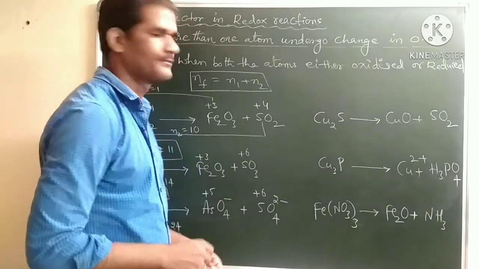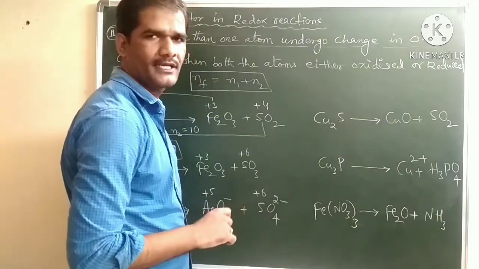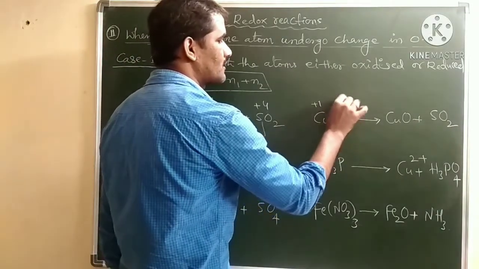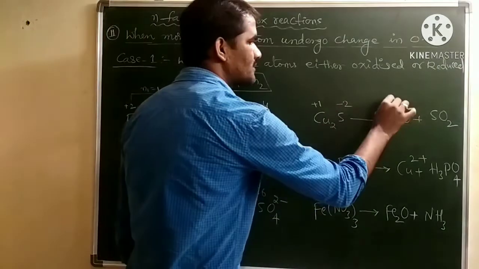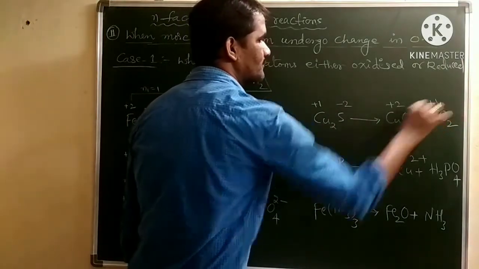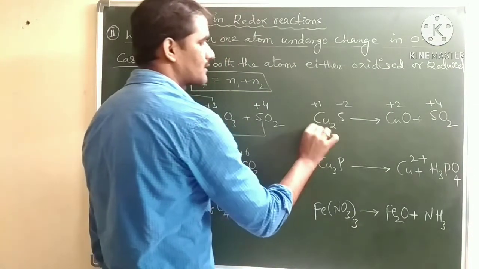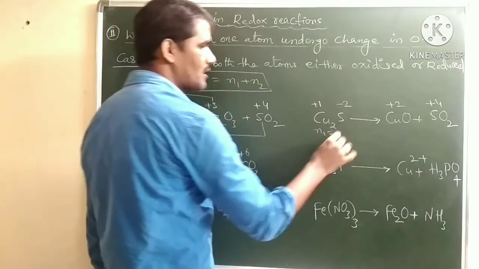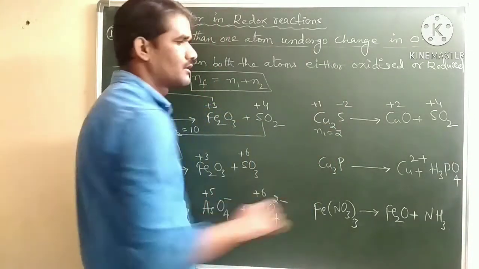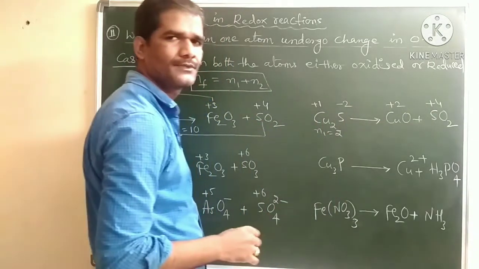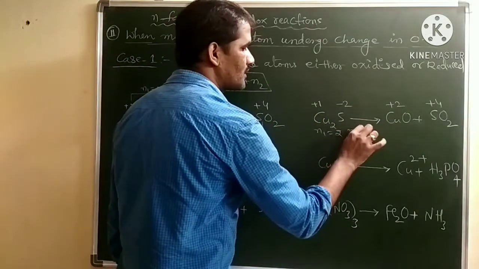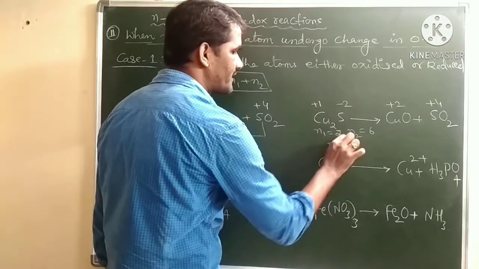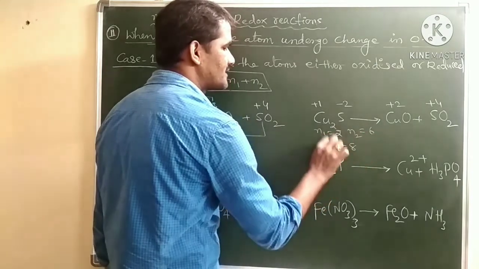Similarly these molecules: Cu2S changes to CuO and SO2. Here copper oxidation state is +1, sulfur -2, copper +2 and here sulfur +4. For copper, N1: +1 to +2, change is 1 but 2 coppers are there, so total 2. For sulfur, -2 to +6, change is 8. So N2 equals 8, only one sulfur is there. So overall n factor, resultant N1 plus N2, that is 10.